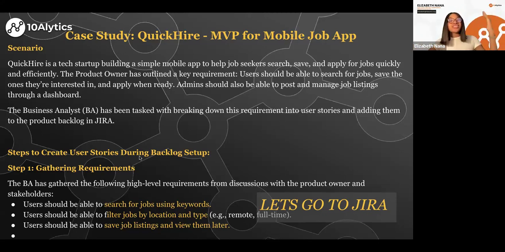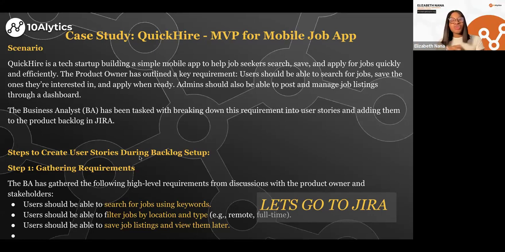You documented what the stakeholders need. All right, now you're trying to break it down on JIRA. Now you're penning down the following high-level requirements from the discussions we have had. The first one says users should be able to search for jobs using keywords.